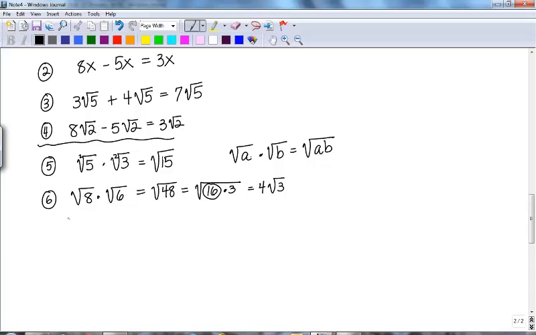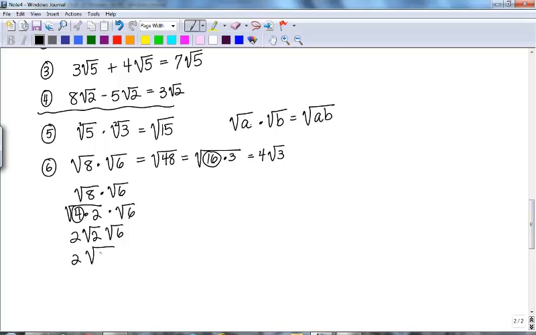You could have done that another way. Here's another way to work that same problem. Say I take the square root of 8 times the square root of 6. What's the perfect square inside 8? 4 times 2, and then times the square root of 6. Out of this, what can you take out? 2. So you'd have 2, and then the square root of 2 times the square root of 6. Square root of 2 times square root of 6 is the square root of 12. But there's a perfect square inside there. You can go 4 and 3, and out of this you can take out a 2. And 2 times 2 would be 4 radical 3. So you get the same answer.